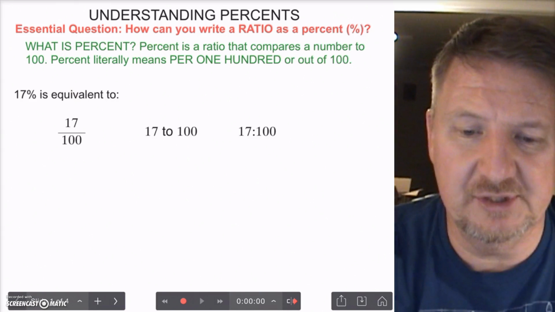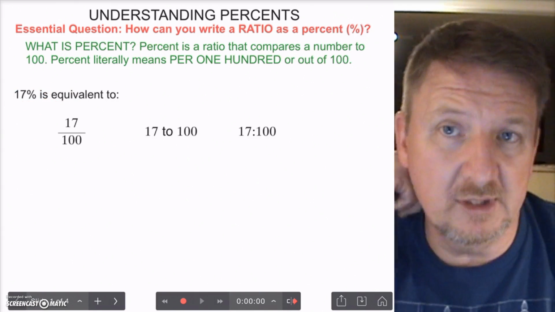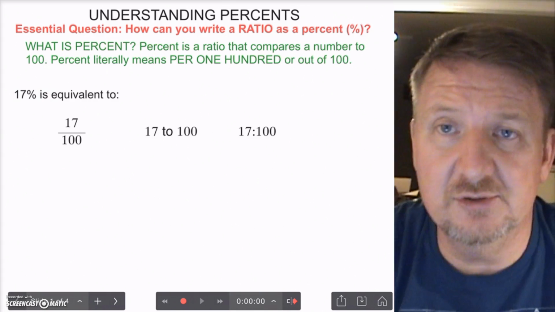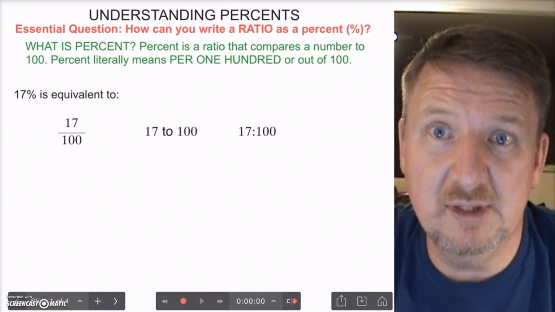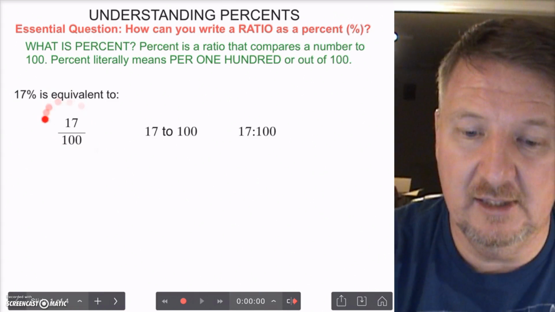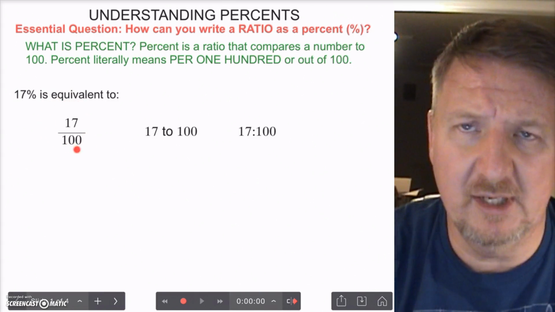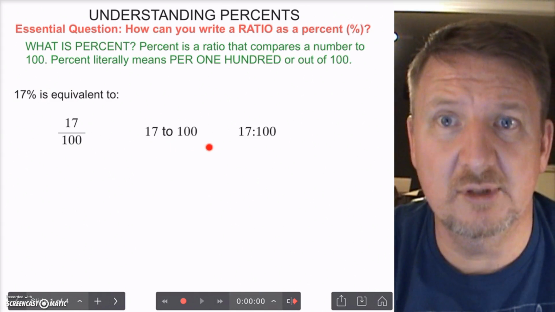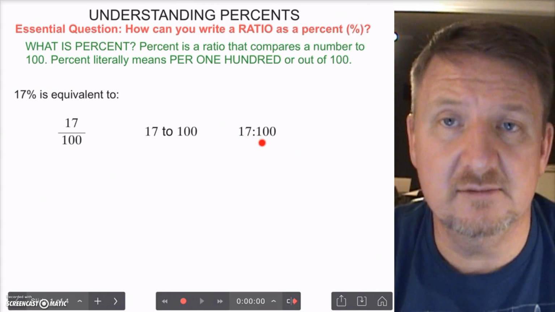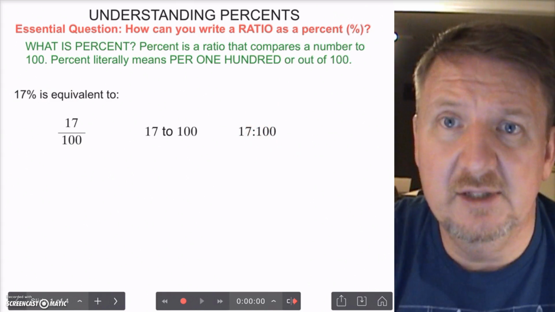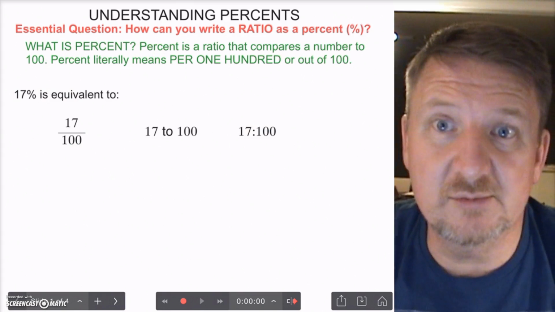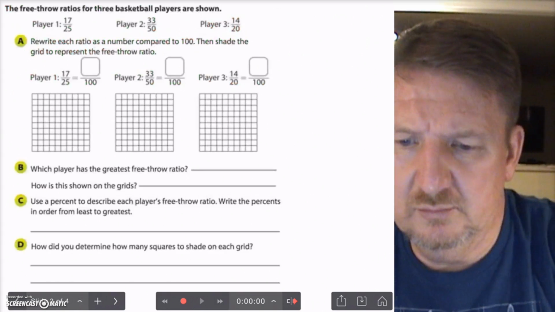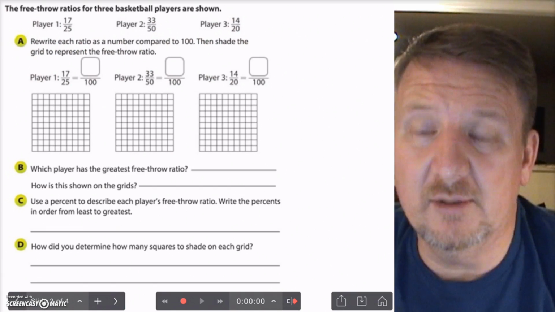So if we look at a given percent, like in this case 17%, and we want to look at what it's equivalent to, because we're talking about ratios, we can say that 17% is equivalent to 17 over 100, or 17 out of 100. We can also use the word to and say 17 to 100. And then we can also use 17 to 100 with the colon. If this looks familiar to you, hopefully it does, because we've already talked about this in our ratios video. So you should at least have an idea of what I'm talking about here.